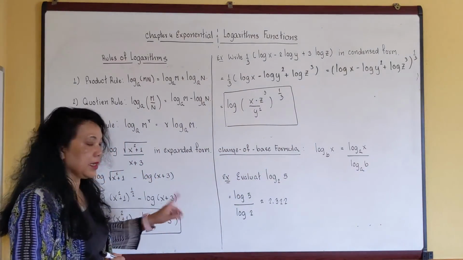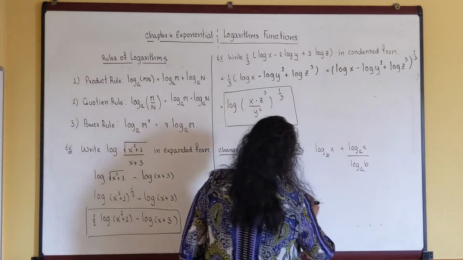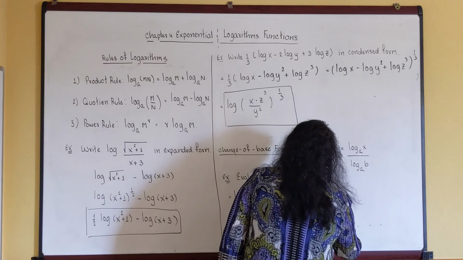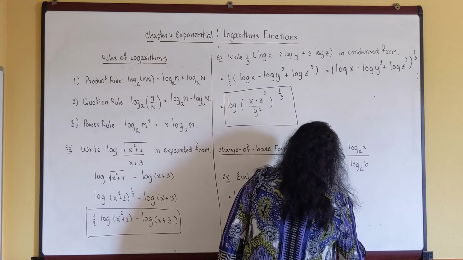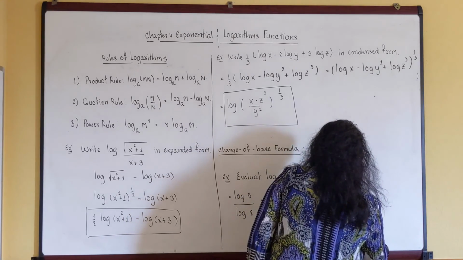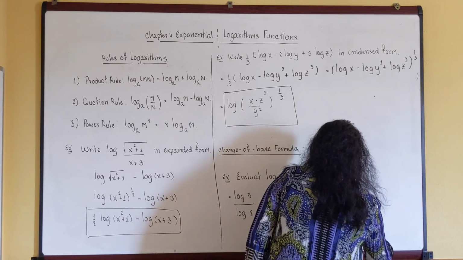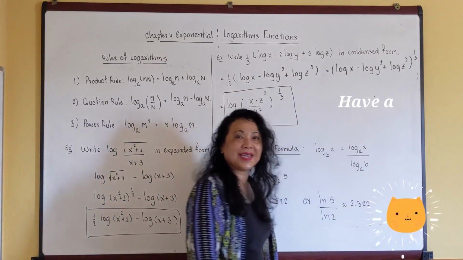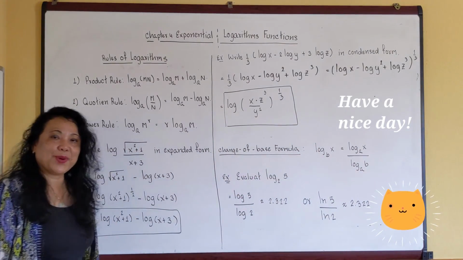I used base 10, or you can use base e. So you're going to have ln 5 over ln 2, which is about 2.322. All right, let's look at more examples.